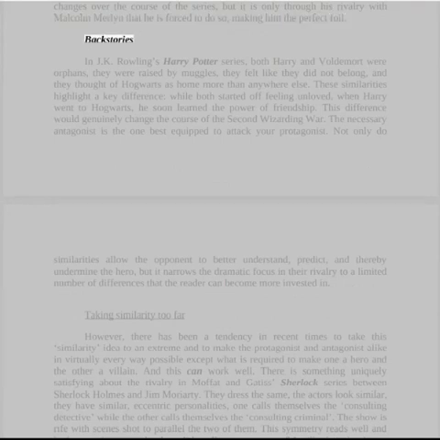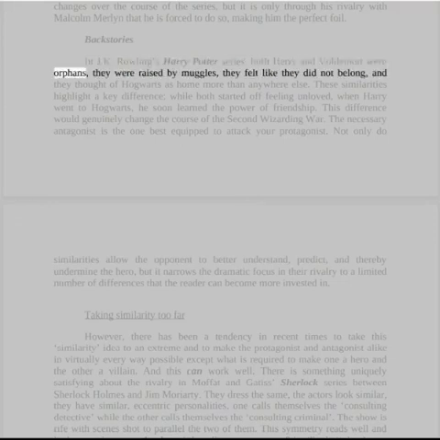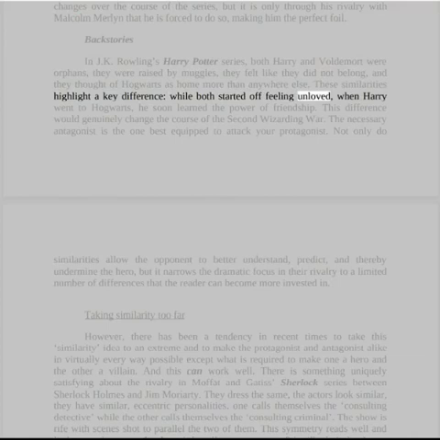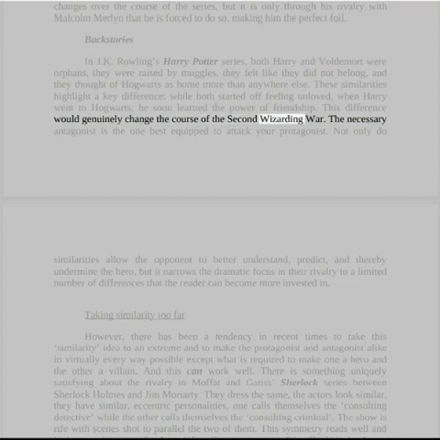Backstories. In J.K. Rowling's Harry Potter series, both Harry and Voldemort were orphans. They were raised by Muggles, they felt like they did not belong, and they thought of Hogwarts as home more than anywhere else. These similarities highlight a key difference. While both started off feeling unloved, when Harry went to Hogwarts, he soon learned the power of friendship. This difference would genuinely change the course of the Second Wizarding War.